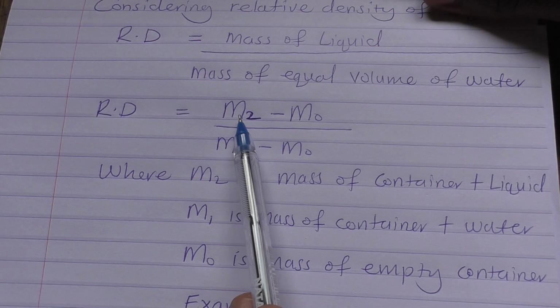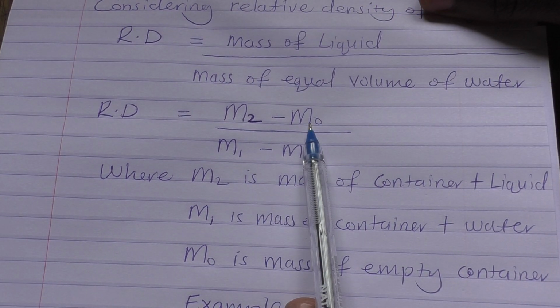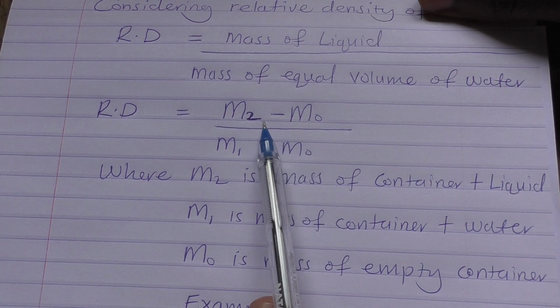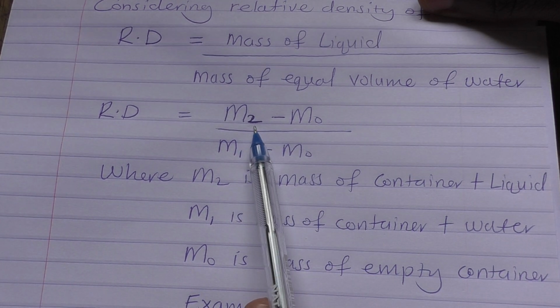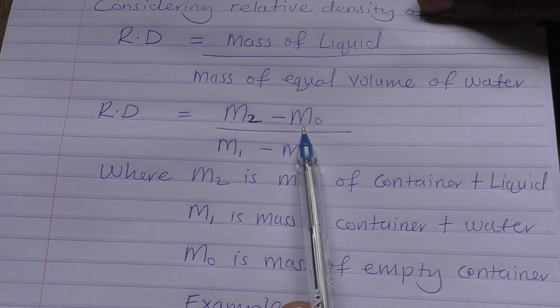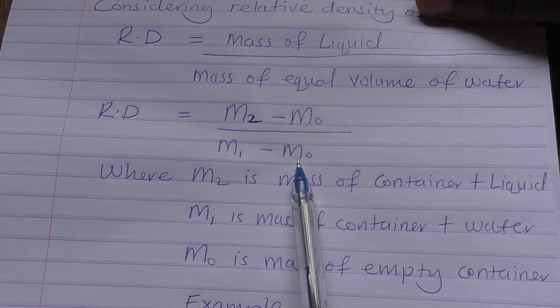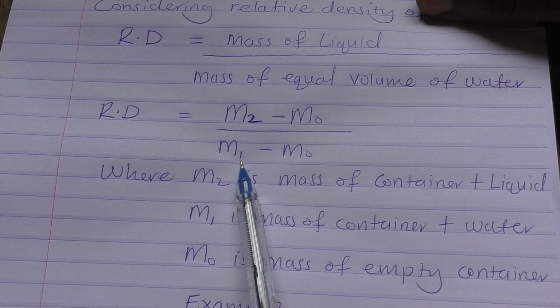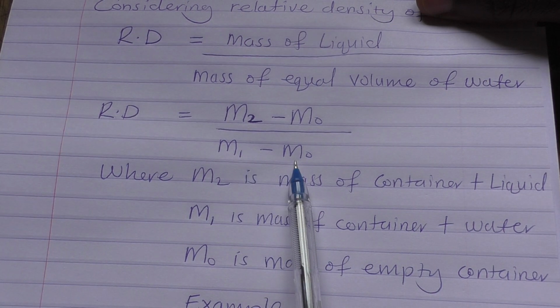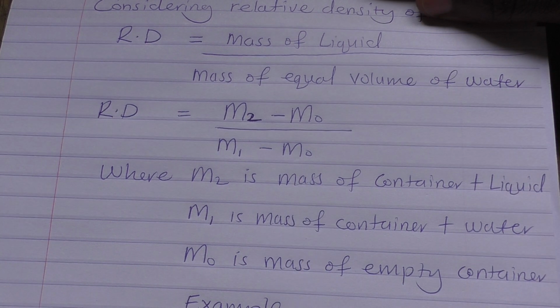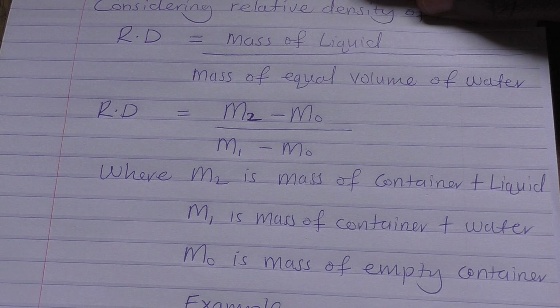Meaning that if we get M2 minus M0, we are getting the mass of the liquid, because this is mass of liquid plus the bottle minus mass of empty bottle, which gives us mass of the liquid. Then M1 minus M0 gives us mass of water, whereby M1 is mass of bottle full of water and M0 is mass of empty bottle. So that's how we use the density bottle to get relative density of liquids.